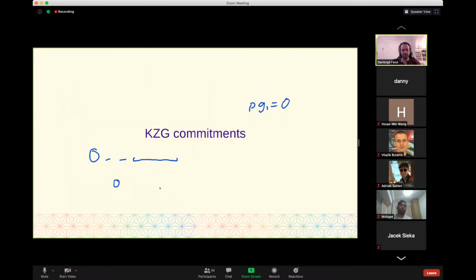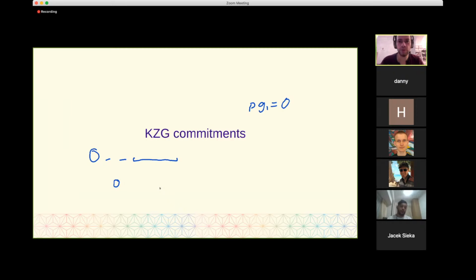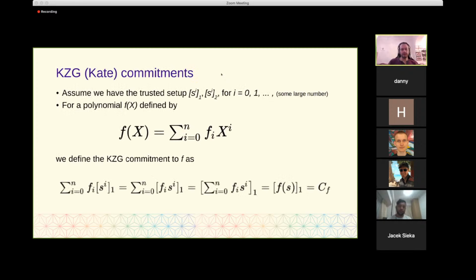Okay, and then we are ready to introduce KZG commitments. Here's how a KZG commitment works. We assume that we have this trusted setup. So we have the secret number s to the power of i for different i, 0, 1, up to some large number, which is the length of the trusted setup. If it's 0, then it's just 1. We have this in G1 and in the second elliptic curve, which I'll come to a bit later.